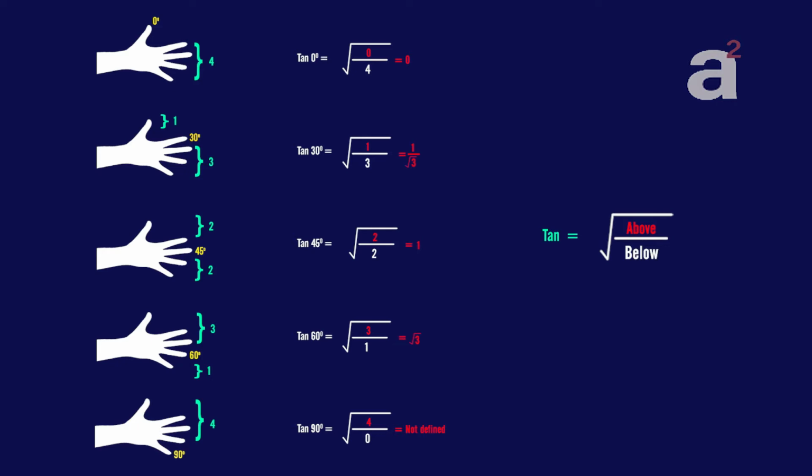Let's see tan 30. So it will be square root of something over something. That numerator is how many fingers above? It's 1. The denominator is how many fingers below that? That is 3. So 1 over 3 in the square root, you get 1 over root 3.